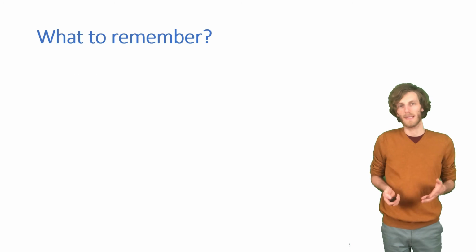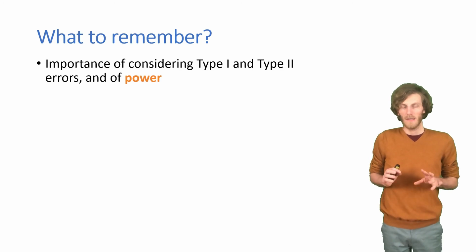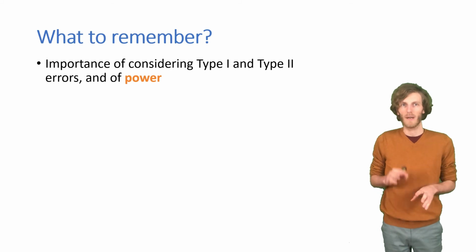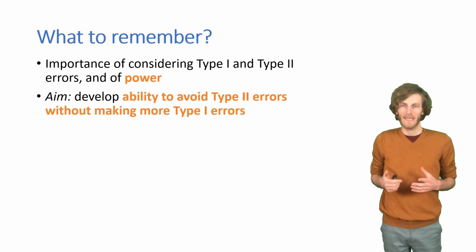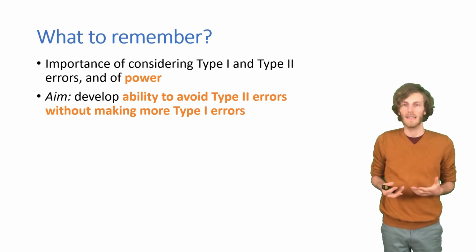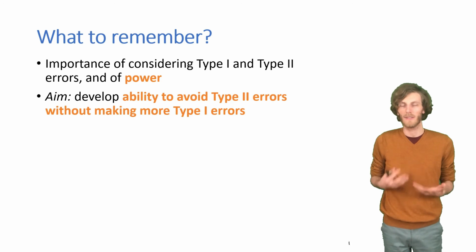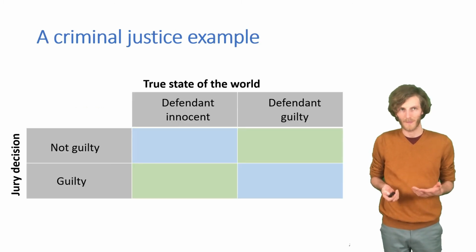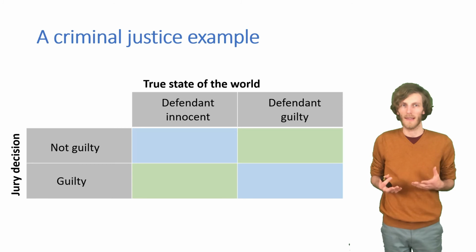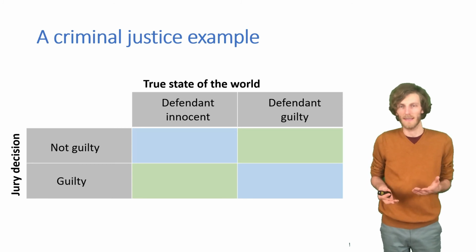So what to remember from this video? First point is this importance of really thinking about type 1 and type 2 errors and of power, with the aim to find ways to avoid both type 1 and type 2 errors, and actually design research that is likely to yield reliable conclusions. Just one more example for how to think about that might be the criminal justice system.